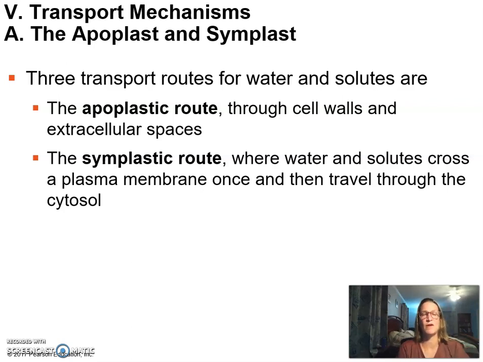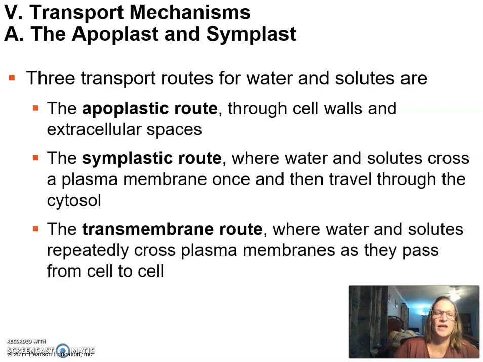The symplastic route, on the other hand, is where water and solutes cross through a plasma membrane once, and then they move through the cytosol of multiple adjacent cells that are connected through plasmodesmata. So they are moving from one cell to the next through the plasmodesmata, and you're going to see that in a figure in just a second.